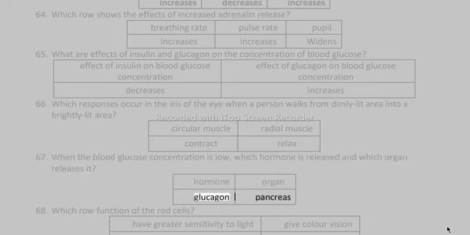67. When the blood glucose concentration is low, which hormone is released and which organ releases it? Hormone glucagon, organ pancreas. 68. Which row shows the function of the rod cells? Have greater sensitivity to light; give color vision: X.